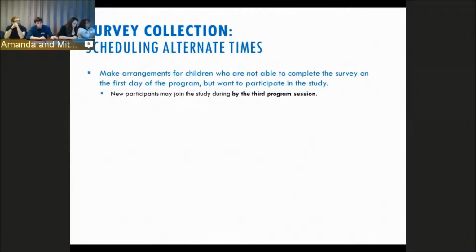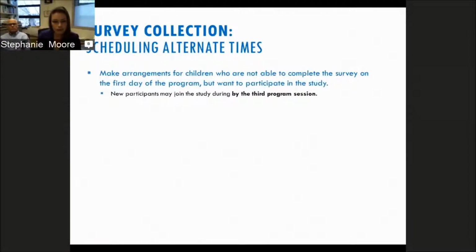So situations in which a child joins the study after the first day might include some of the following. A child might obtain parental consent after the 1st program session, or a child might initially decide that they don't want to participate, so they don't sign the youth assent form, but then later they change their mind and decide they actually do want to participate.